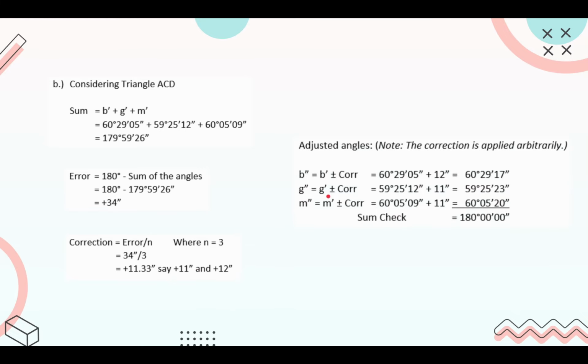After that, we solve for the adjusted values or the adjusted angles. Once again, we will be using positive 11 seconds for two angles and positive 12 seconds for one angle. We also have the freedom to choose which angle gets the correction of positive 12 seconds since the correction is applied arbitrarily. We then do a sum check to verify whether the sum of the adjusted angles, or the double prime angles, would equate to 180 degrees.